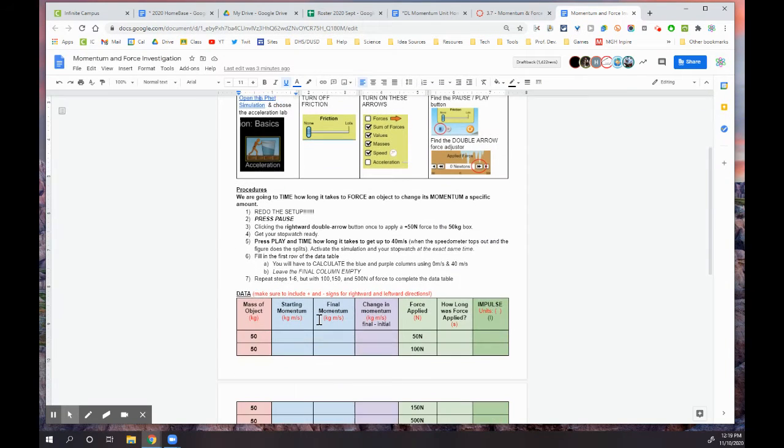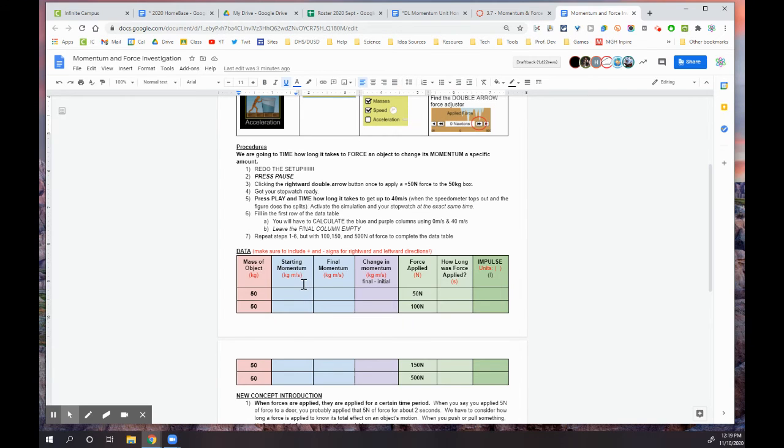It itself will walk you through filling in the data table. You will need to calculate the starting momentum, which is the mass times the starting velocity. Hint, did it start moving? And the final momentum, hint, did they all top out at 40 meters per second? And the change, which is the final minus the initial. Hint, did they all start at 0 and end at 40? You are inserting the times you measure here.